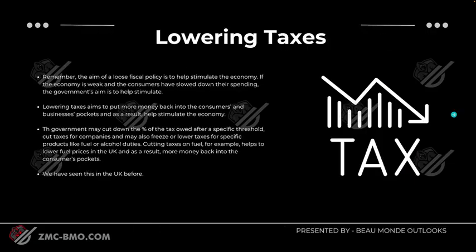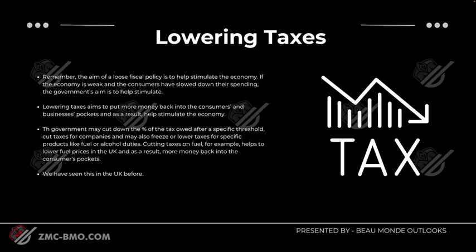So lowering taxes is obviously another way of helping to stimulate the economy. The aim of a loose fiscal policy is to help stimulate the economy. If the economy is weak and the consumers have slowed down their spending, the government aims to help stimulate. Lowering taxes aims to put more money back into the consumers' and businesses' pockets, and as a result, help stimulate the economy. The government may cut down the percentage of tax owed after a specific threshold, cut taxes for companies, and may also freeze or lower taxes for specific products like fuel or alcohol duties. Cutting taxes on fuel, for example, helps to lower fuel prices in the UK, and as a result, puts more money back into the consumers' pockets.